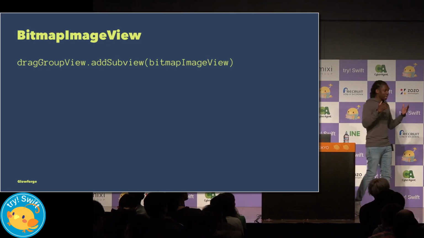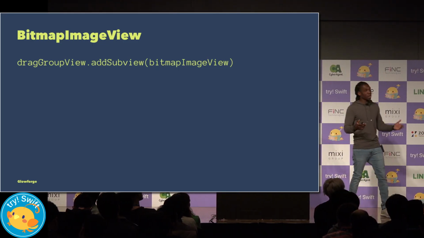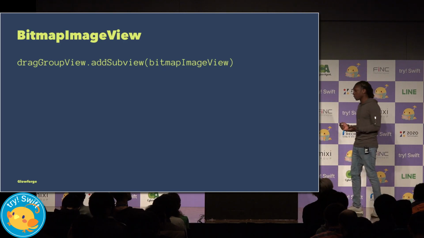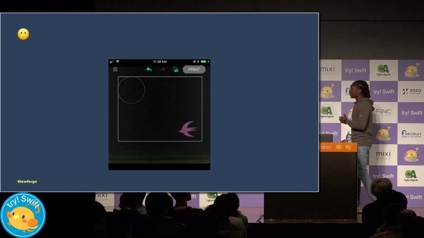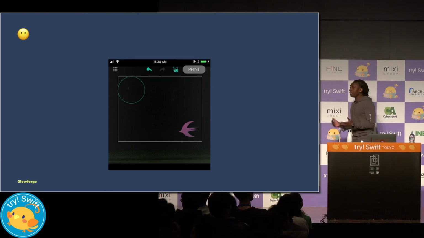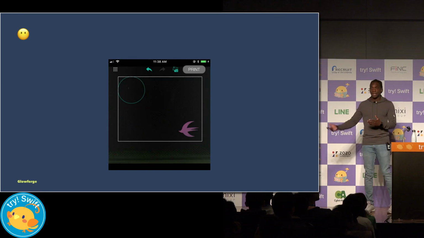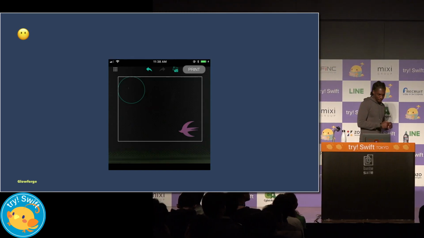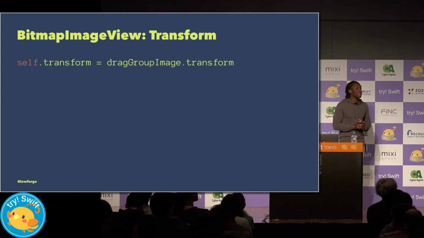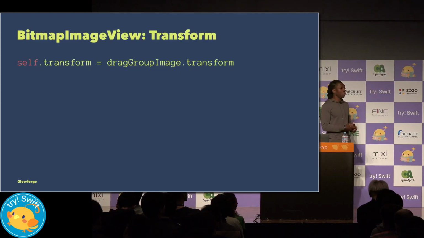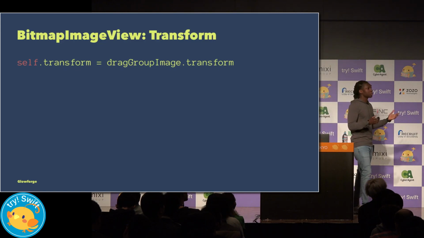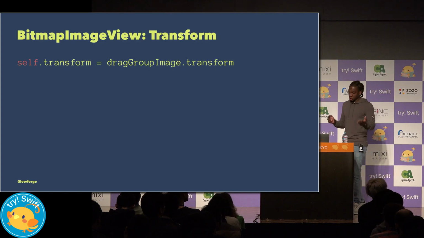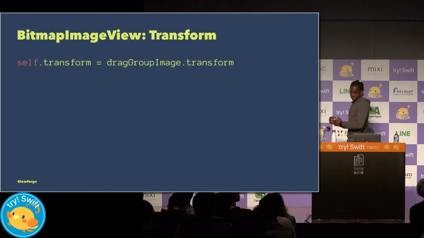And once we have that view, now we can simply add it to our drag group view as a subview. And this should be reasonably straightforward. But now, the PNG file is positioned way outside the circle. Why could this be? This is how we set the transform property of the view. We set the transform by taking the transform of the model of the drag group image, and we set it, and that should work. But it doesn't.